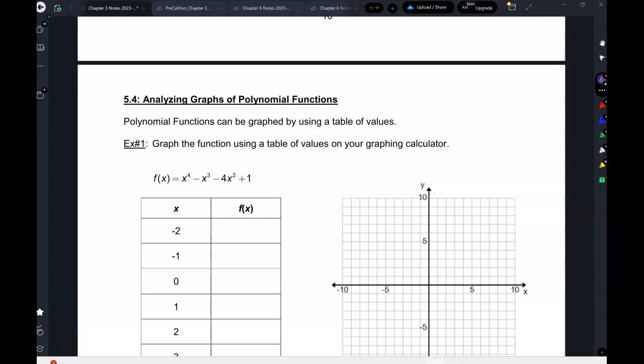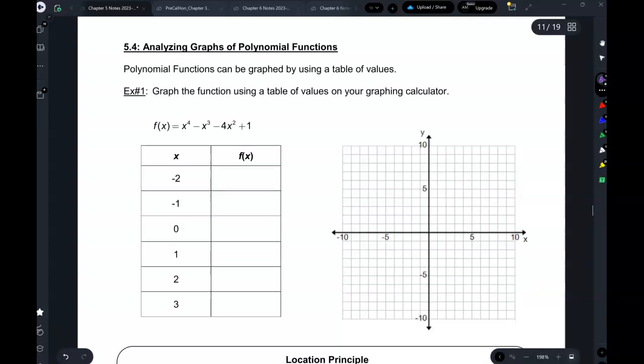In this section, we're going to go over how to graph polynomial functions. So look at this first one here. Okay, that's a very complicated function. And obviously, that's not something that we can graph by hand just by looking at it, right? So we are going to use our graphing calculator to do that.